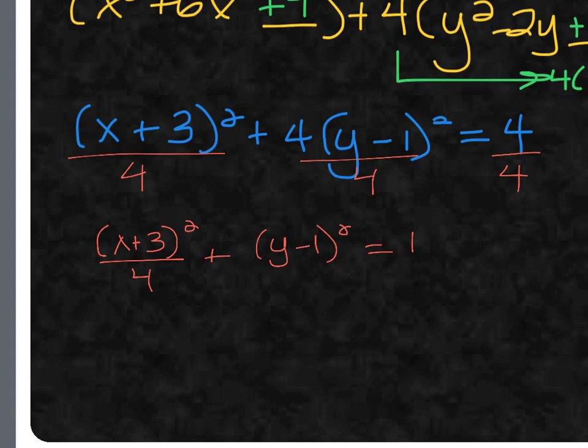What's the denominator on the y? 1. So even though it's not there, it's not 0, it's 1. So when you go to put this into standard form, although you divided by the 4, it stays on the outside as well? Yeah, it's still there.